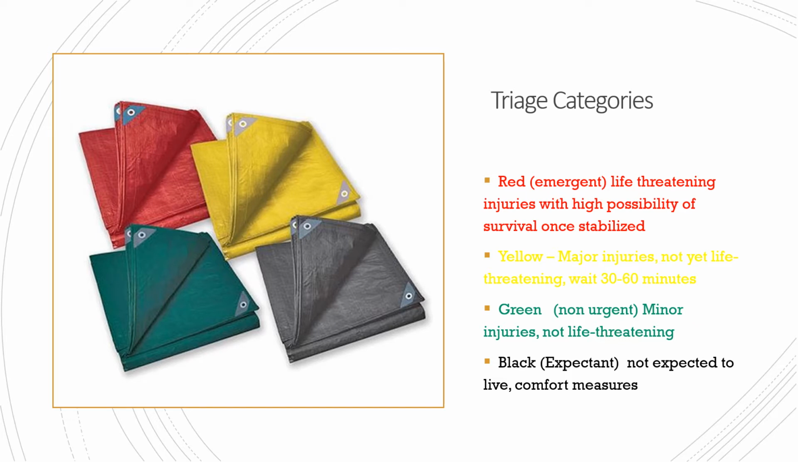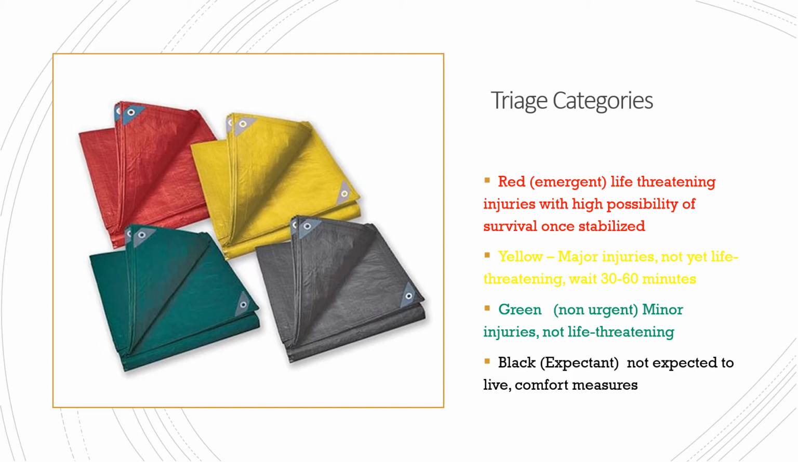In mass casualties, they have these cloths that they cover the patients with, and that's for quick identification, so that when they go through after they've made the initial triage, they know who goes where.